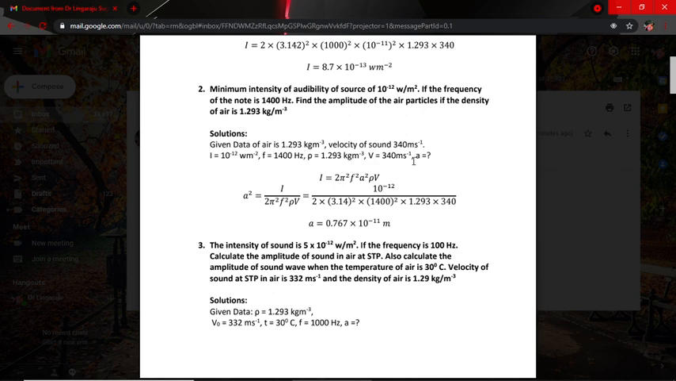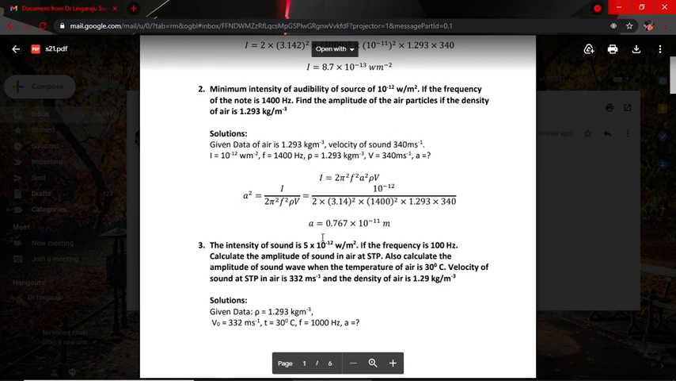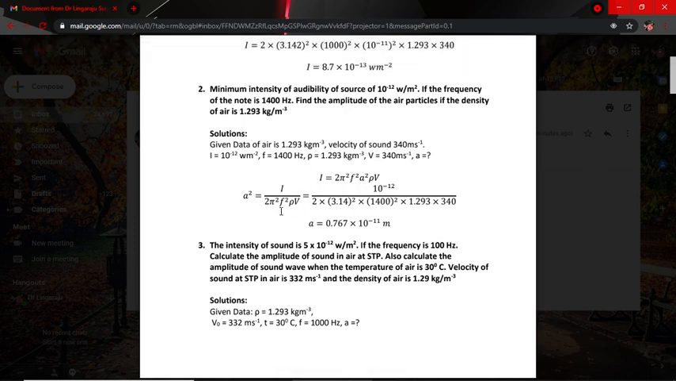As in the previous problem, here we have a formula. In this formula, we have to simplify the equation towards A, the amplitude. So A you take on the left hand side, and the remaining things on the right hand side. A square is equal to I by 2 pi square f square rho v.